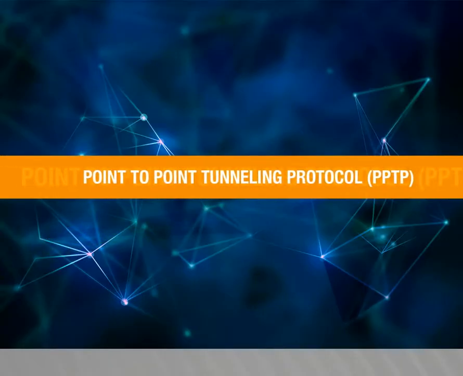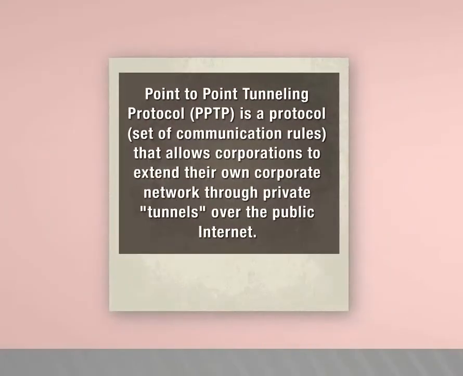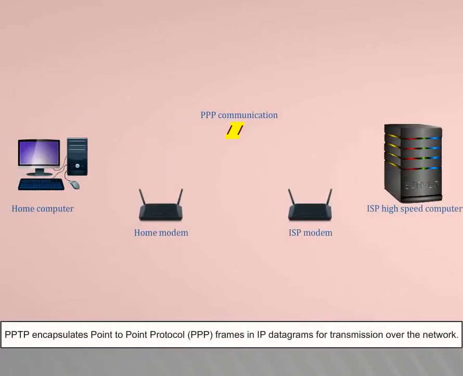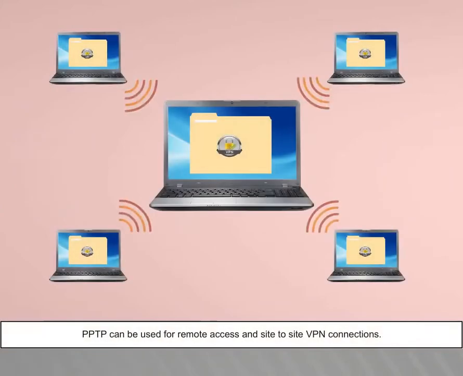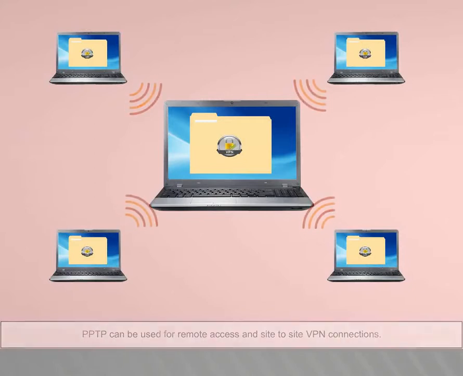Point-to-point tunneling protocol (PPTP). In this video, we are going to see about point-to-point tunneling protocol (PPTP). PPTP is a set of communication rules that allows corporations to extend their own corporate network through private tunnels over the public Internet. PPTP encapsulates point-to-point protocol (PPP) frames in IP datagrams for transmission over the network. PPTP can be used for remote access and site-to-site VPN connections.